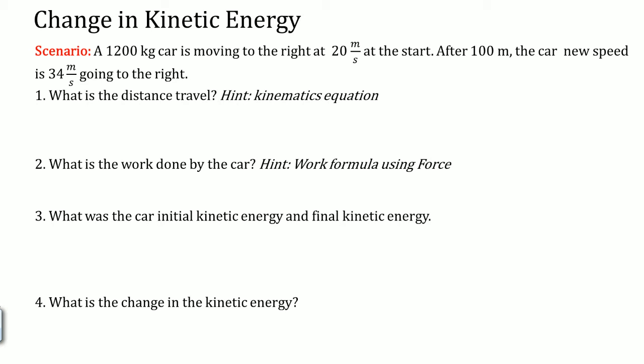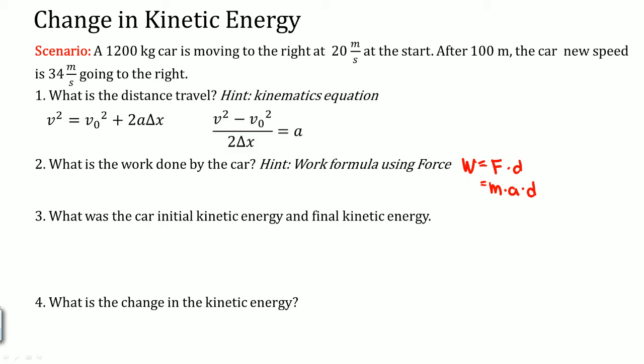Well, number 1, you already know the distance is 100 meters. But number 2 asks you to use work. So you're going to have work equals force times distance. Do you have a force? Well, you have a mass, you need the acceleration and distance. So you need the acceleration here. We probably want to use our kinematics equation to get our acceleration. This is the kinematics equation you would use, solving for a by dividing by 2 delta x. Plug in the values and you get a equals 3.78 meters per second squared.